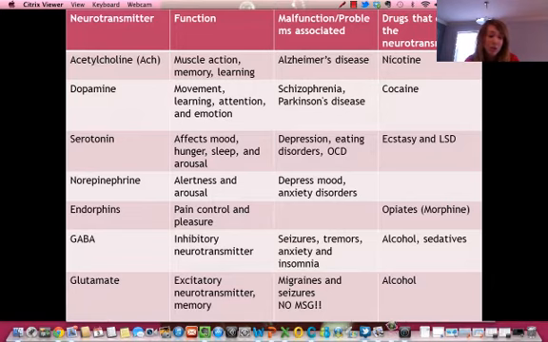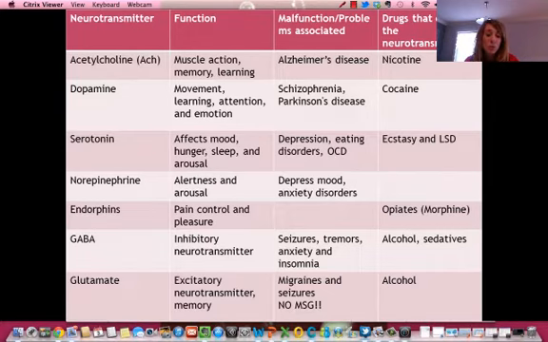Norepinephrine, remember this is also a chemical and a hormone, and it's your alertness and your arousal. So your fight or flight. And a lot of times people who have depression and anxiety can have problems with norepinephrine and serotonin. Endorphins are your pain control and your pleasure. And these are affected by opiates or morphine that can actually change those in your brain.